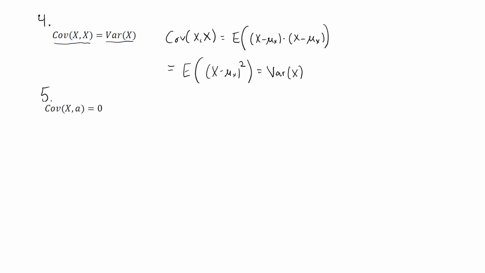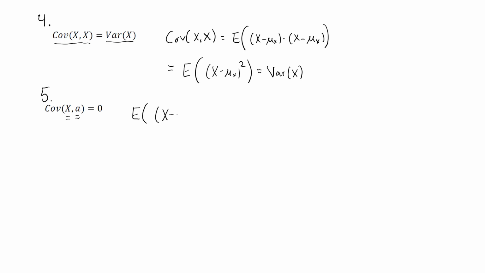The fifth one is very important as well. It says that the covariance between a random variable and a constant is always 0. Random variables do not covary with constants. Kind of makes sense, right? Because a constant doesn't vary at all, so it will not covary with x. Formally, we can prove it as well.